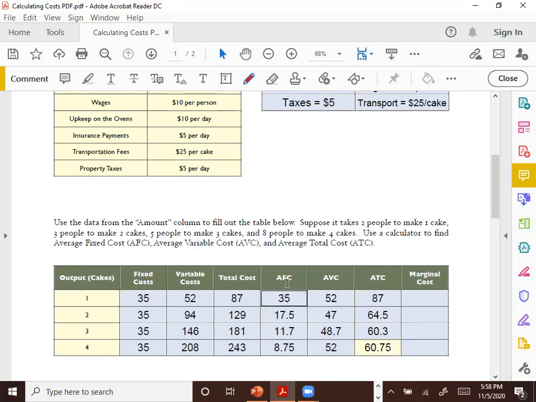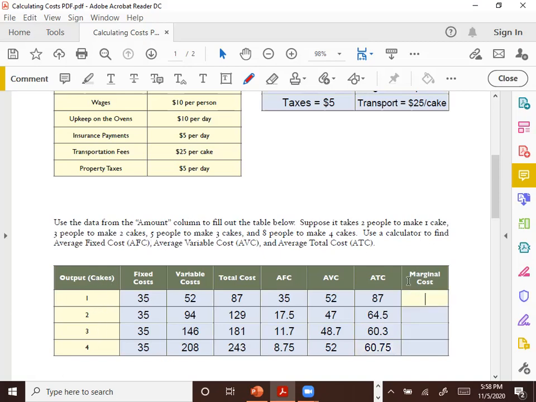Your average fixed cost is the fixed cost divided by your output or your quantity. Your average variable cost is your variable costs divided by your quantity, your output. And then your average total cost is your total cost divided by your quantity or your output.